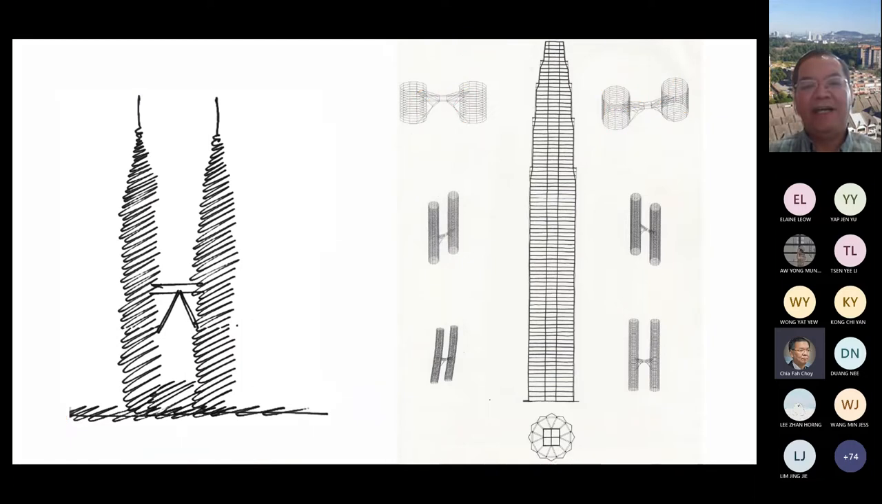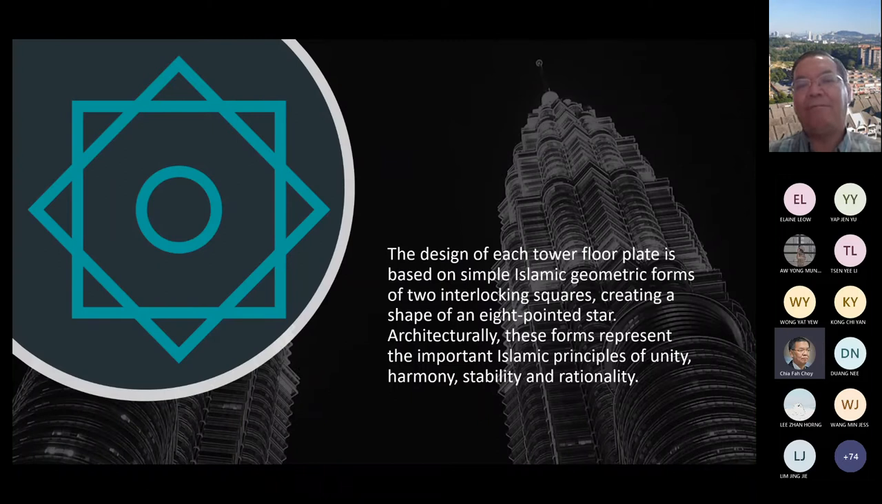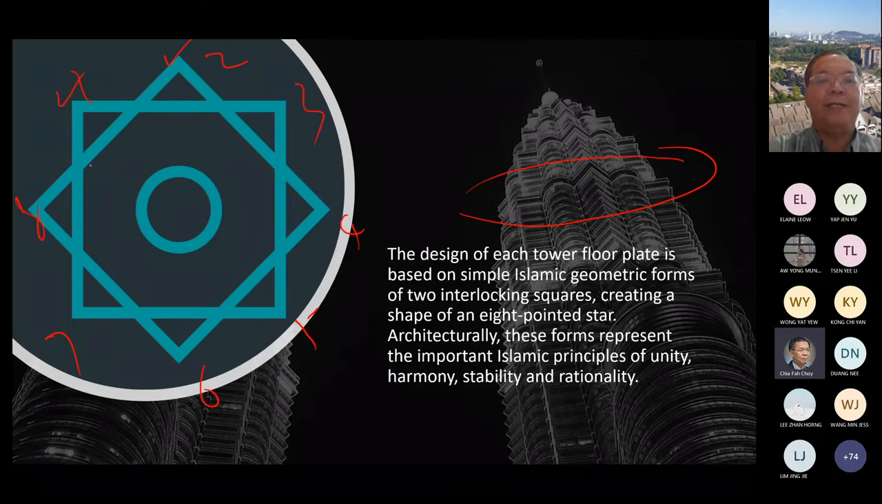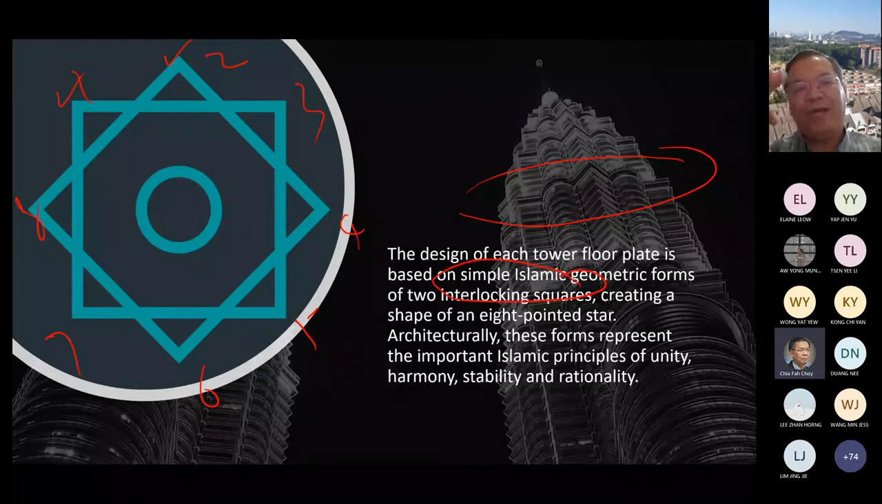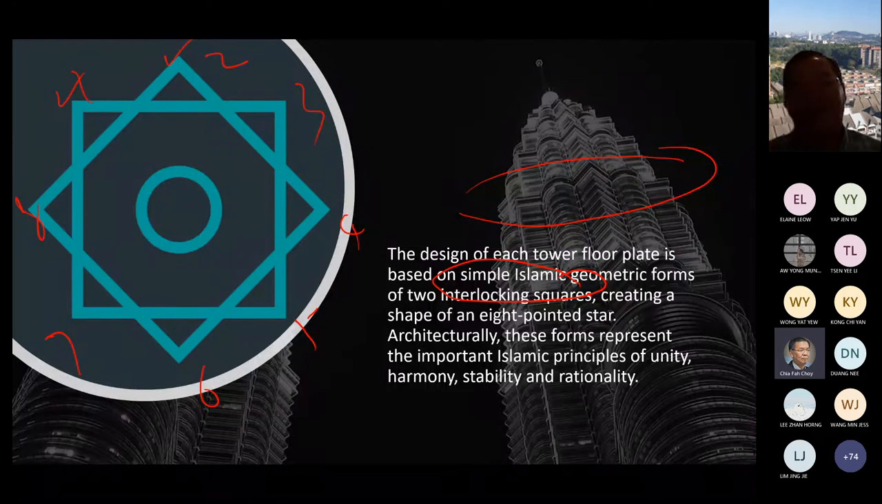Conceptual design. And in terms of the floor plan, can you see the twin tower behind here? If you look from the top, it is something like an 8-pointed shape. This 8-pointed shape is actually two interlocking squares. Two squares interlock, changing their shape, and then it becomes something like that, the 8-pointed shape.